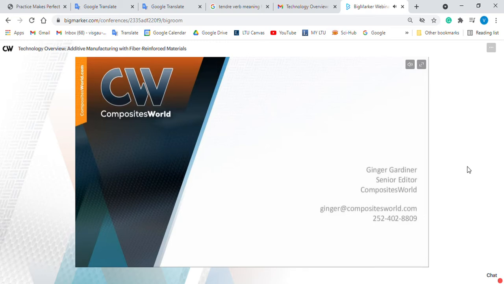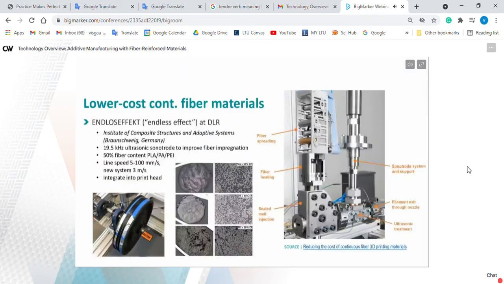Thanks, Hannah. So I'm going to start with an article that I wrote with DLR, the German Aerospace Center, and this was their Institute of Composite Structures and Adaptive Systems in Braunschweig. And the project is called Endless Effect. So they're looking at how to reduce the cost of continuous fiber 3D printing materials. And you can see on the right-hand side, that system starts with fiber spreading. So in this case, they were working with 12 to 24K carbon fiber tow. However, their goal is to go all the way up to 50K.